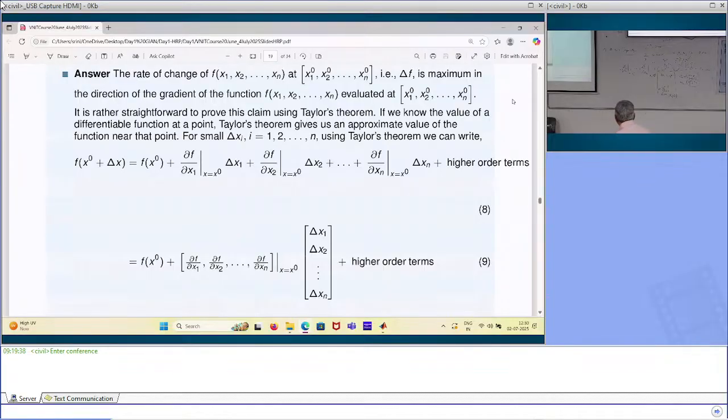So this is delta x1. If you choose delta x1 to be this, if you choose delta xn to be this, that's the fastest you will change f, because you are doing in the same line. So two vectors aligned will have the highest dot product, cosine theta. Right?